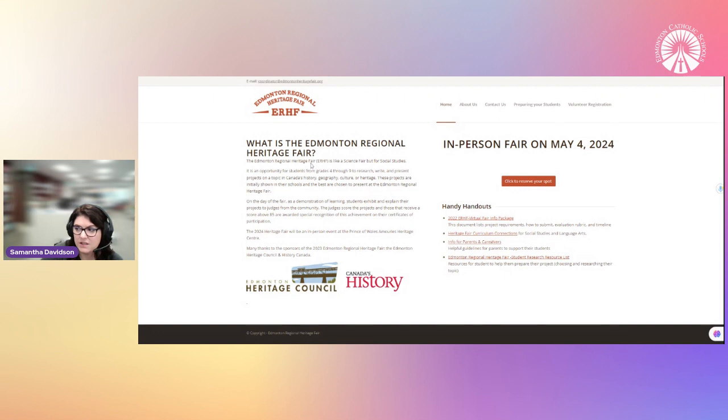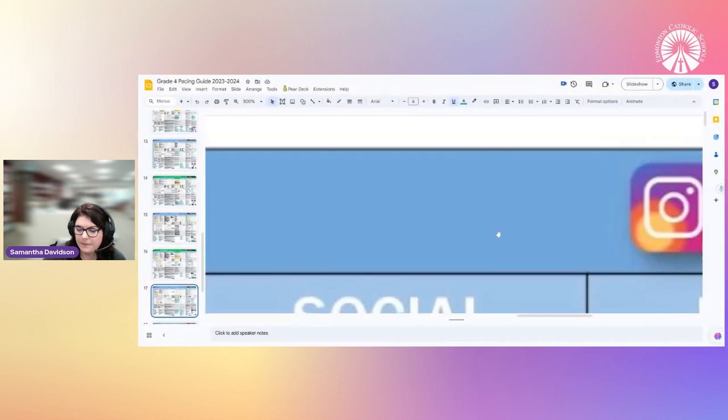This also went in the swag. So if you already know about it and are already on to it, great. It might also just be something that you put in your back pocket for next year. But as you can see, the fair's on May 4th. So quite timely for our outcomes in May.